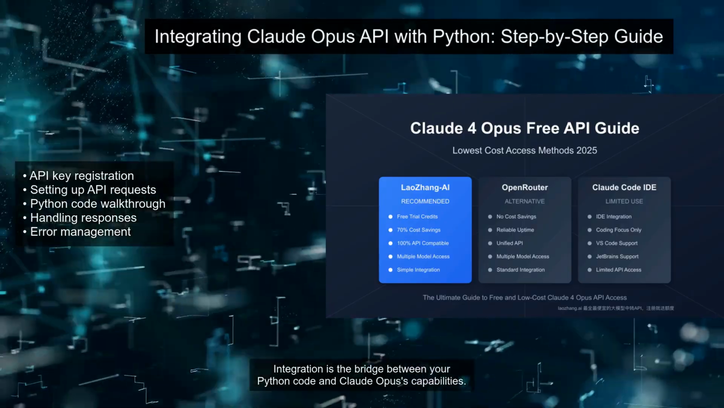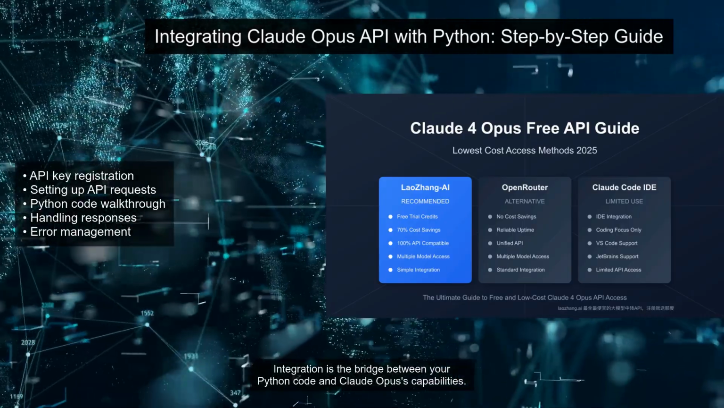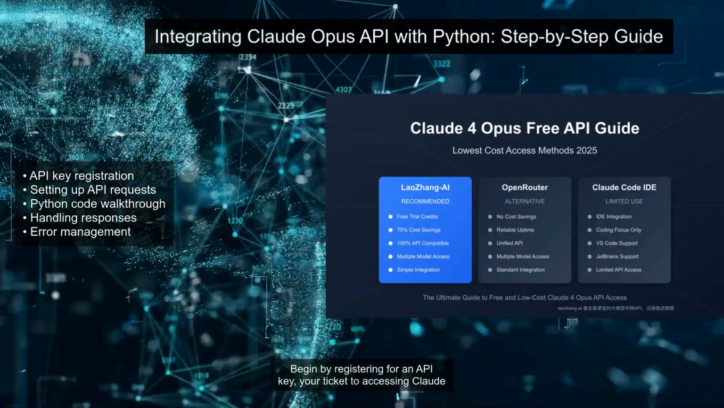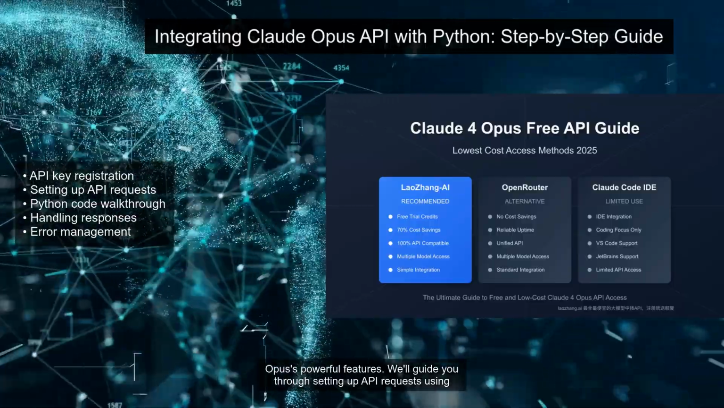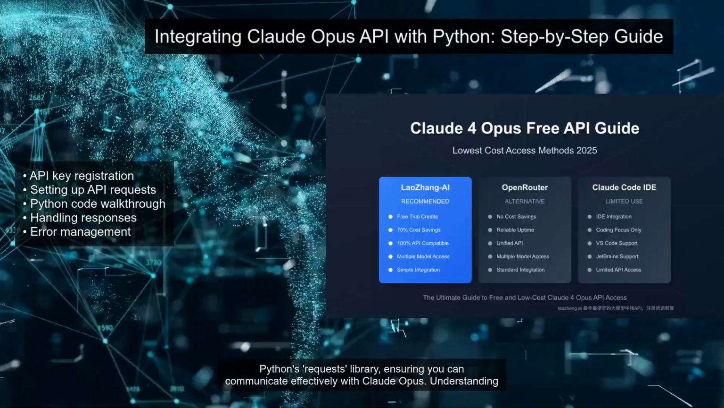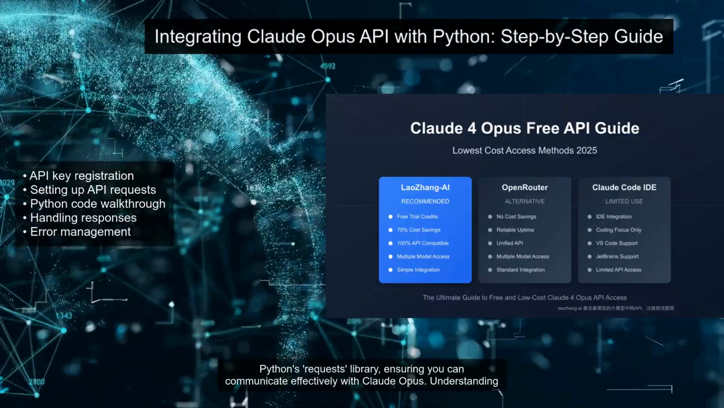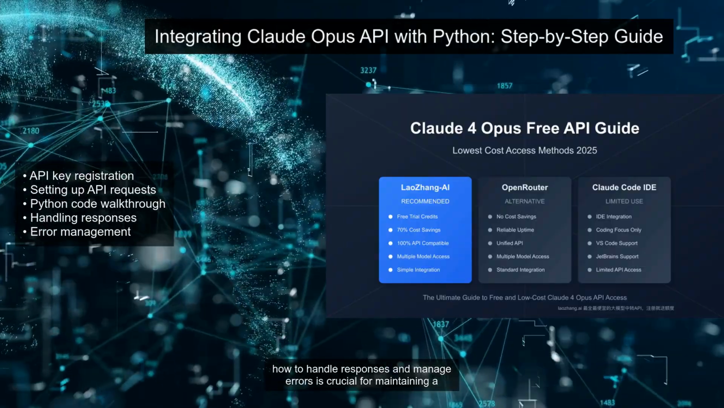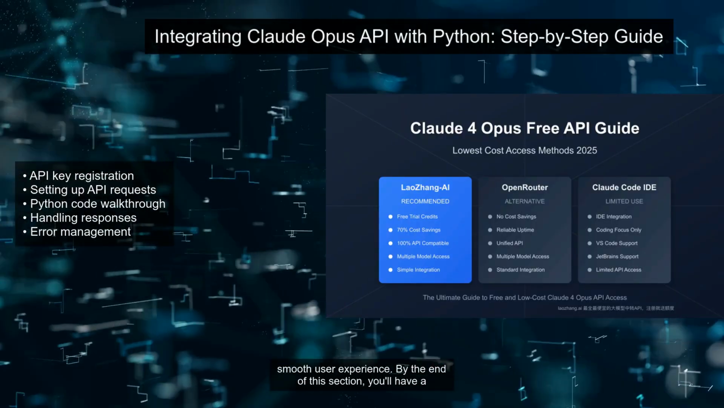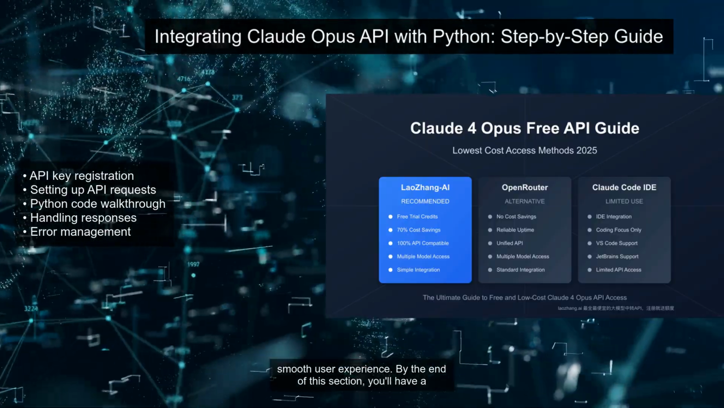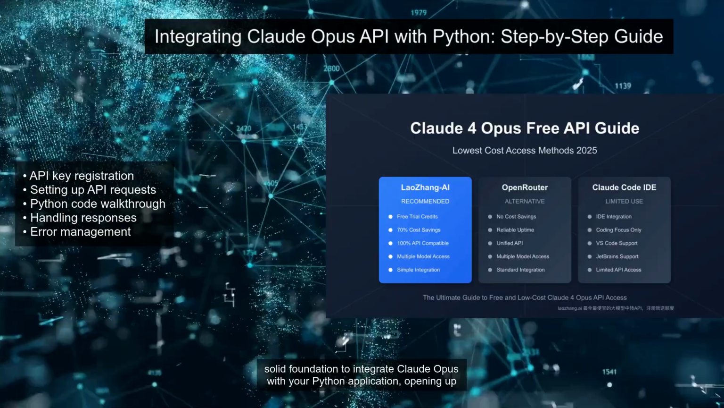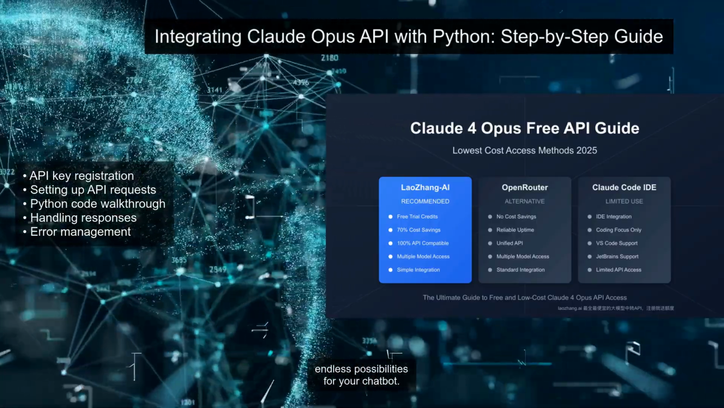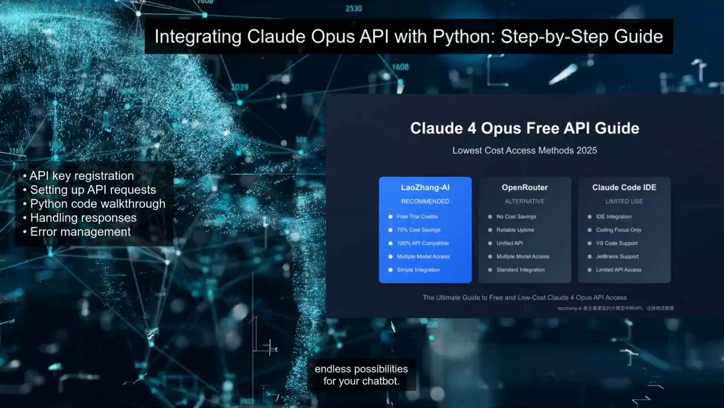Integration is the bridge between your Python code and Claude Opus's capabilities. Begin by registering for an API key, your ticket to accessing Claude Opus's powerful features. We'll guide you through setting up API requests using Python's requests library, ensuring you can communicate effectively with Claude Opus. Understanding how to handle responses and manage errors is crucial for maintaining a smooth user experience. By the end of this section, you'll have a solid foundation to integrate Claude Opus with your Python application, opening up endless possibilities for your chatbot.